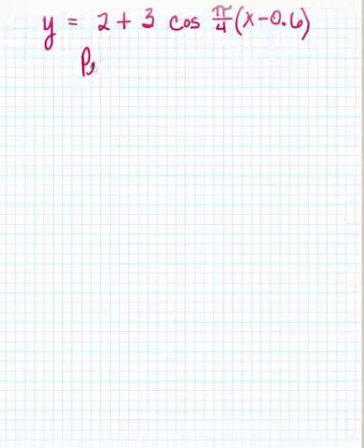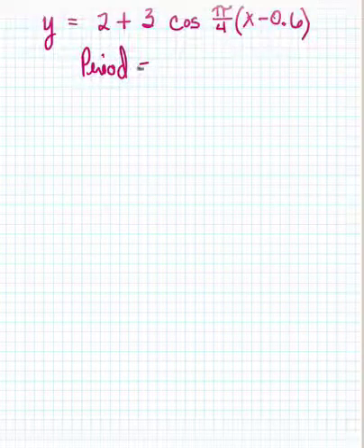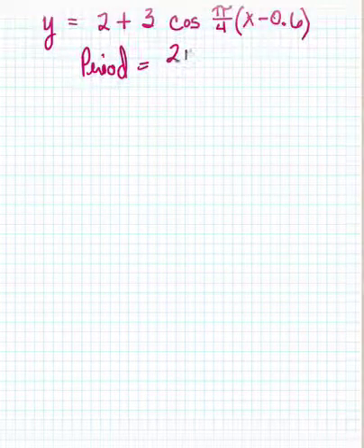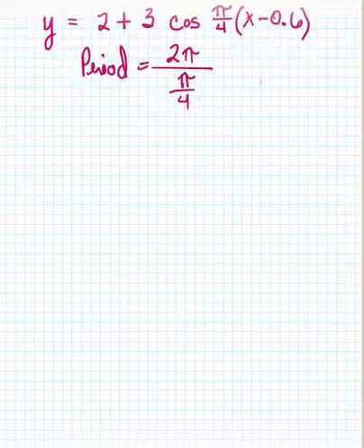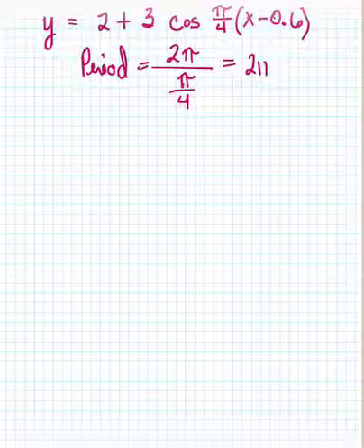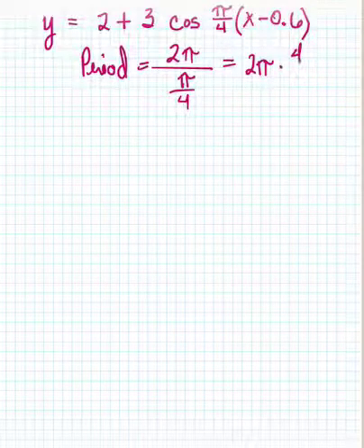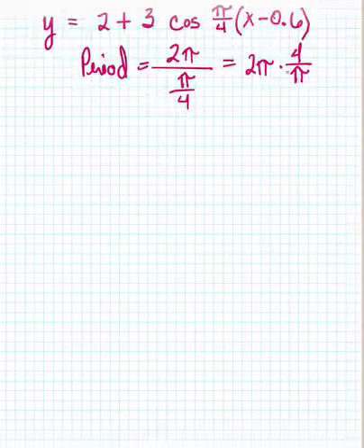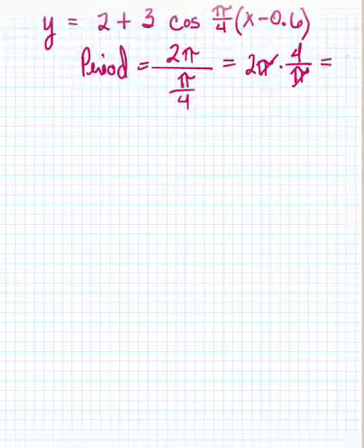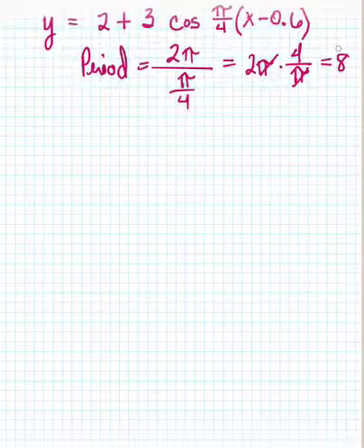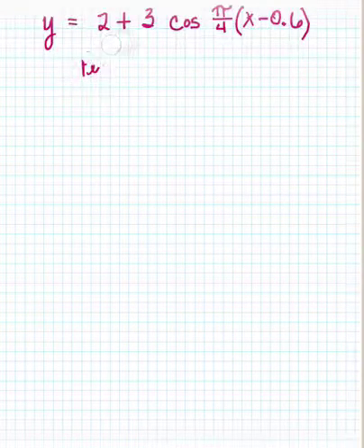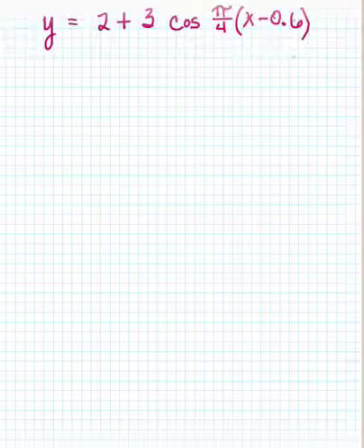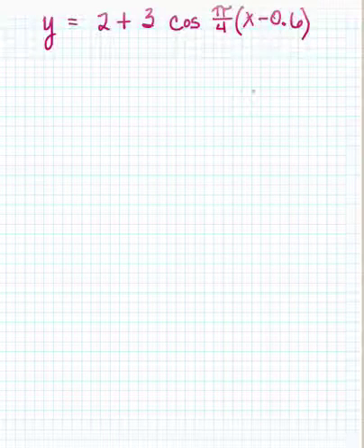The period is going to equal 2 pi divided by what you're multiplying the argument by, so pi fourths. So it's going to equal 2 pi times 4 over pi, the reciprocal. And so we can see that the periodicity is 8. I just wanted to play around with that a little bit. And you can also see that it's going to have a phase displacement of 6/10.